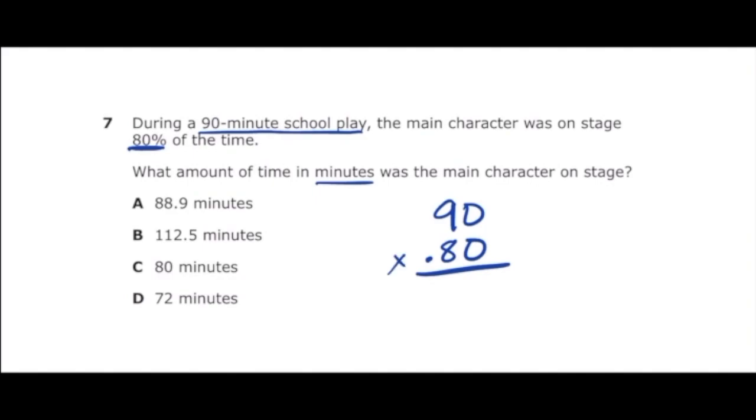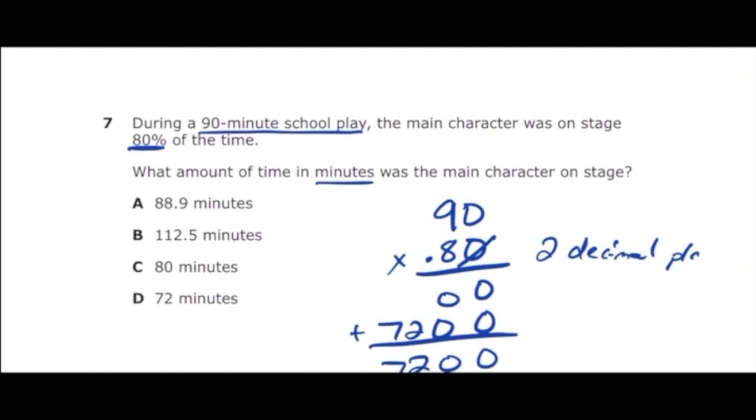And so I'm going to have 0 times 0 is 0, 0 times 9 is also 0, then I'm going to write down another 0, 8 times 0 is also 0, and then 8 times 9 is 72. Now we can add and we're going to get 0, 0, 2, and 7, and we have 2 decimal places, so our answer is going to be 72, and that's going to be letter D.